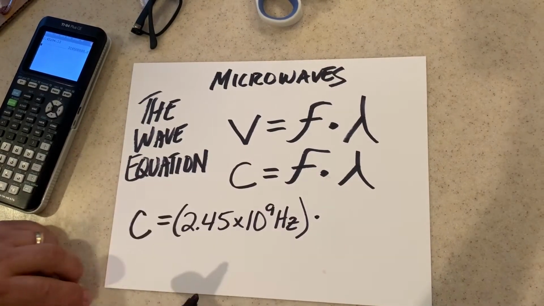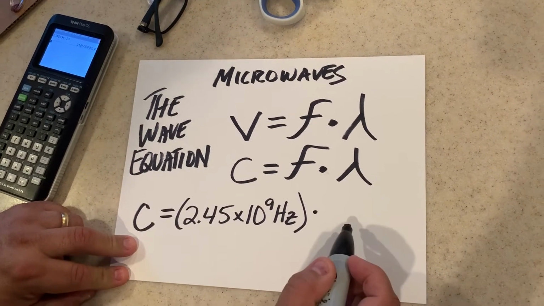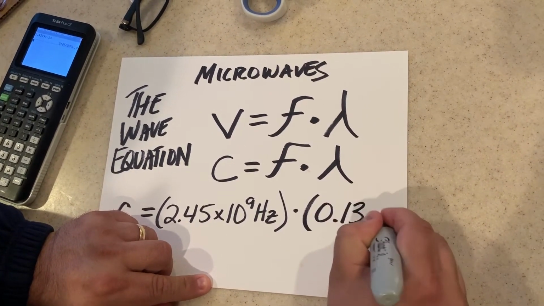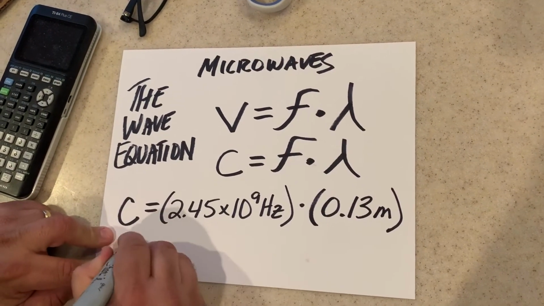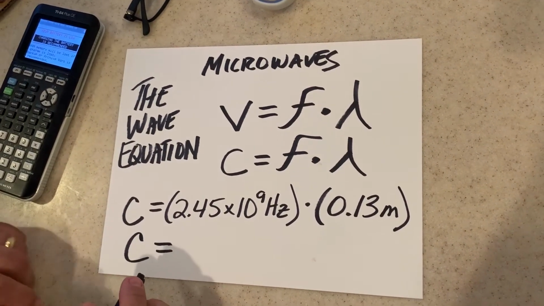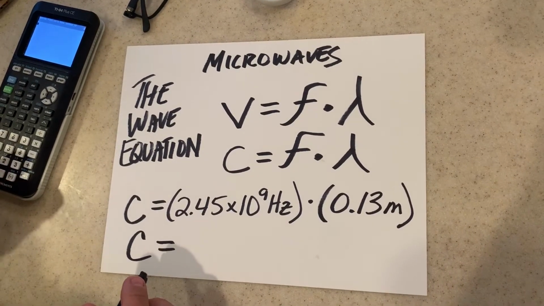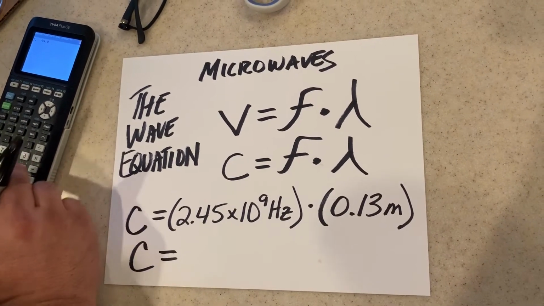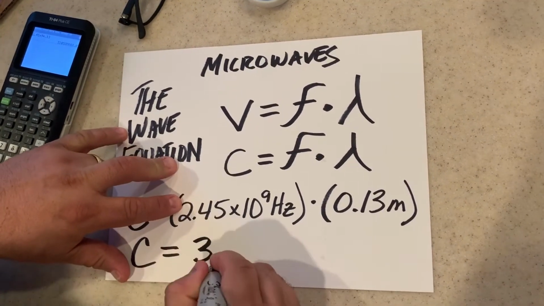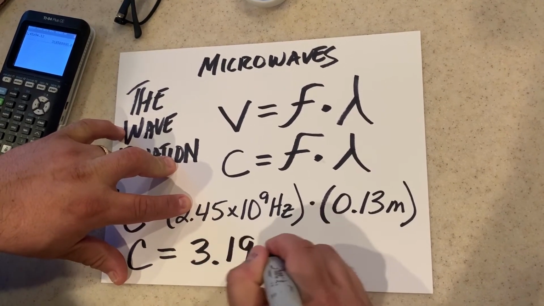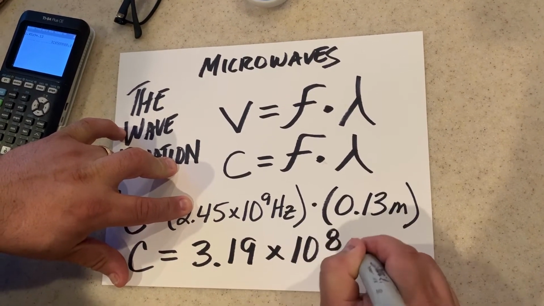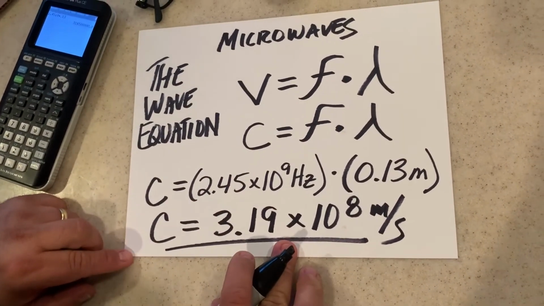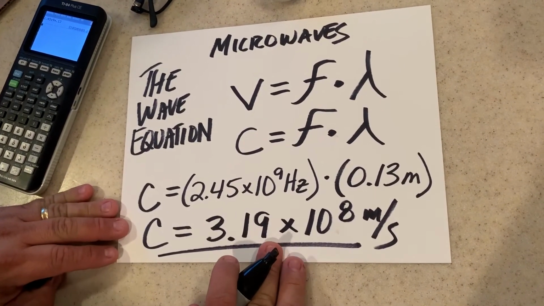All right, so back to our math. Remember, this was the frequency of our microwave, and we just measured the wavelength to be about 13 centimeters, which is 0.13 meters. If we multiply those two together, 2.45 times 10 to the 9th times 0.13, I get 3.19 times 10 to the 8th meters per second. So that's the speed of light, or the speed of the microwaves, which is also the speed of all E&M waves.